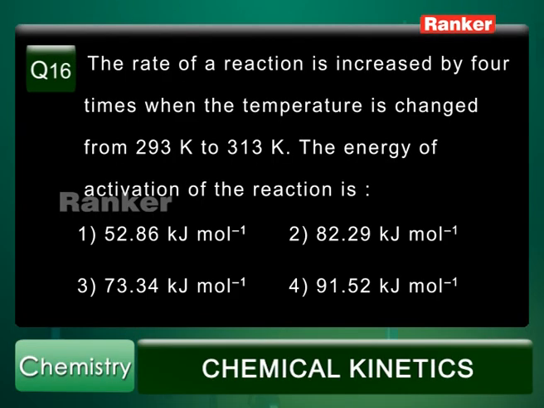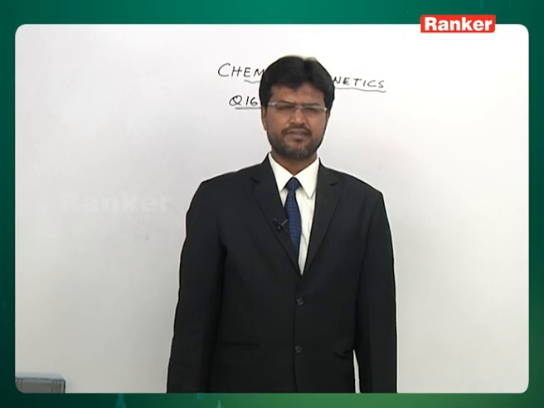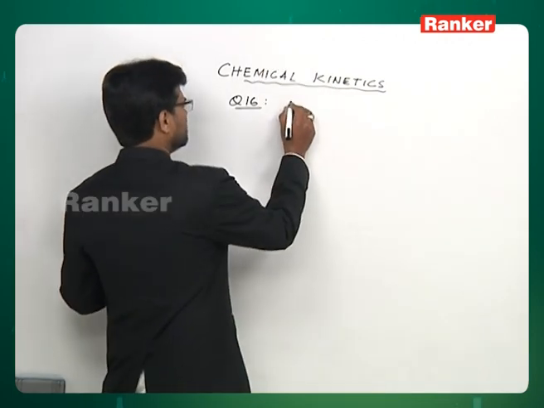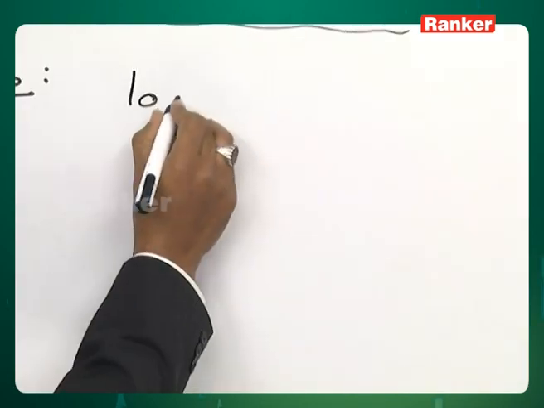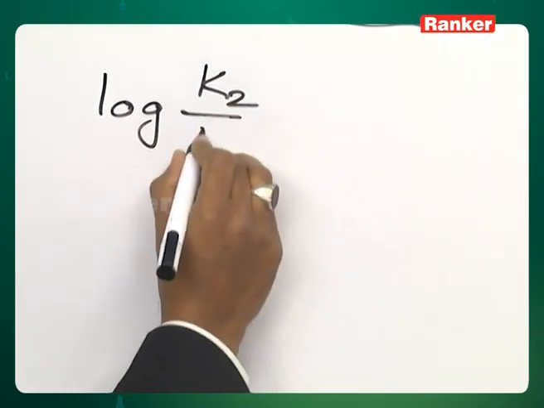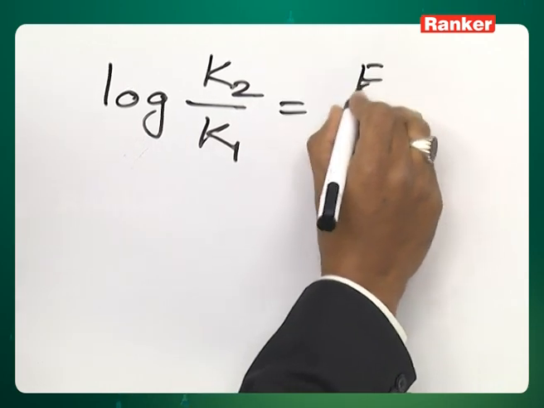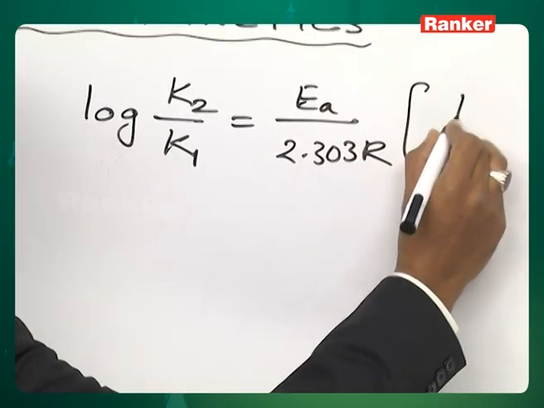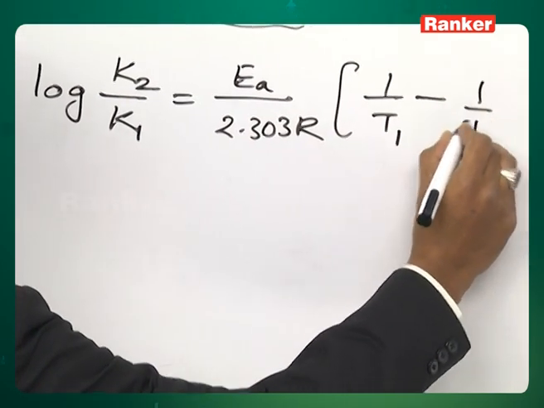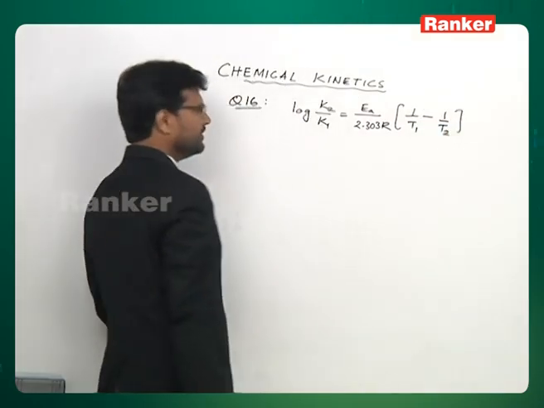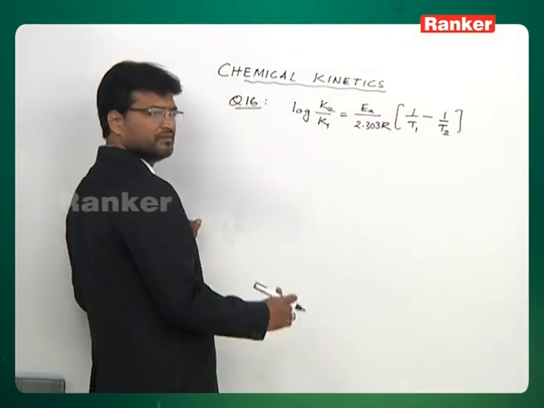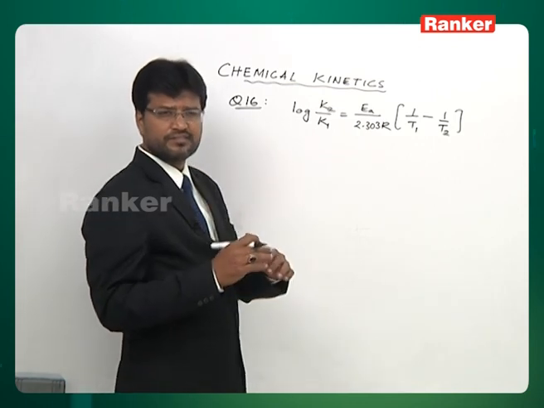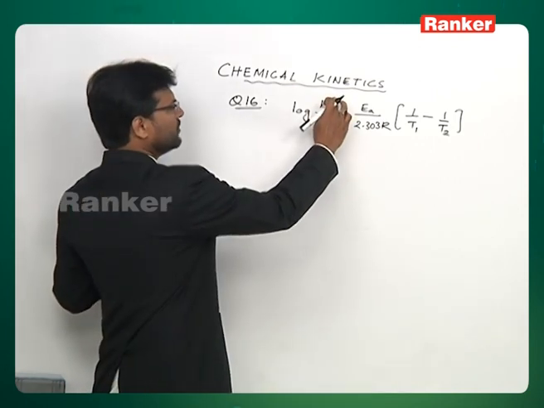Question number 16. The rate of reaction is increased by 4 times when the temperature is changed from 293 Kelvin to 313 Kelvin. The energy of activation of the reaction is. Look at the way it is done. It is done on the basis of the formula log K2/K1 = Ea / 2.303R × (1/T1 - 1/T2). This is obtained from the Arrhenius rate equation. The rate is increasing 4 times, that means K2 is 4 times K1.